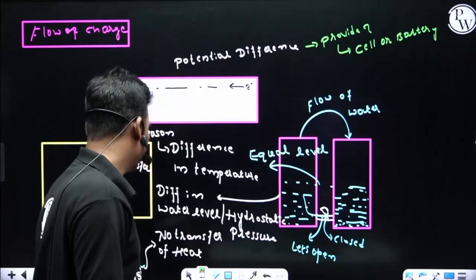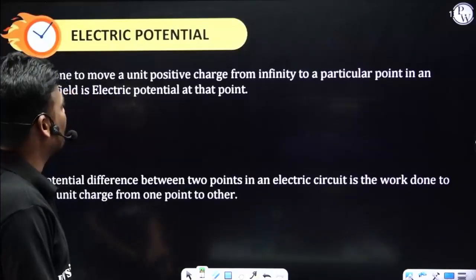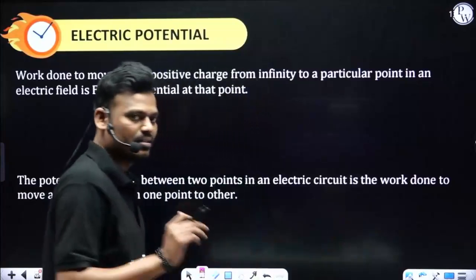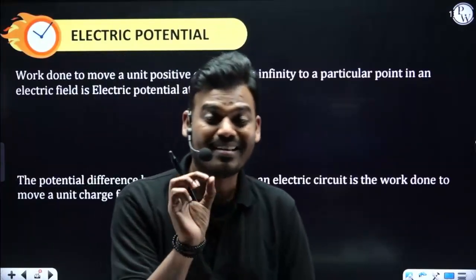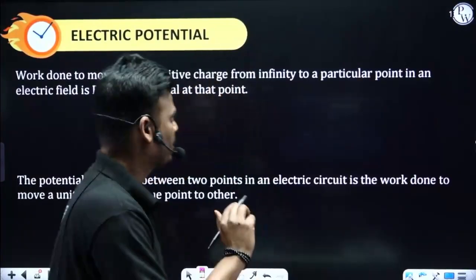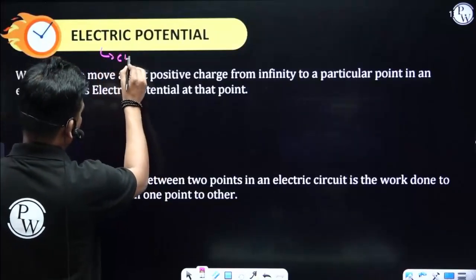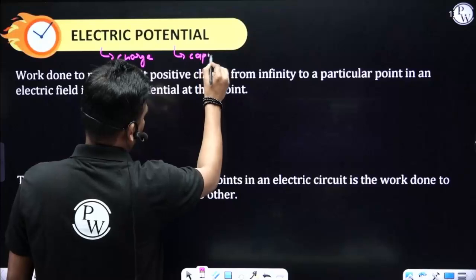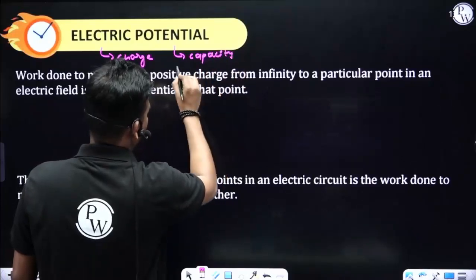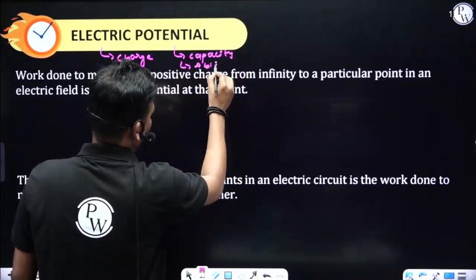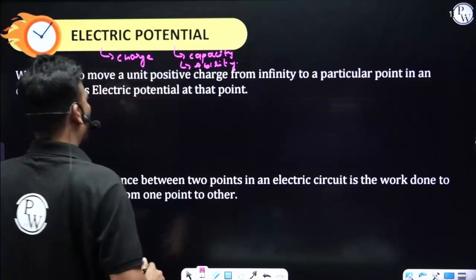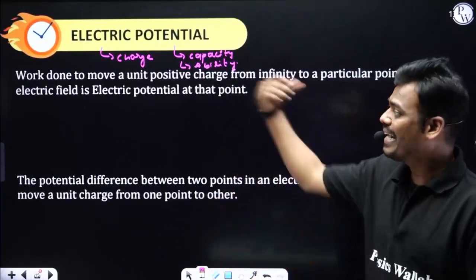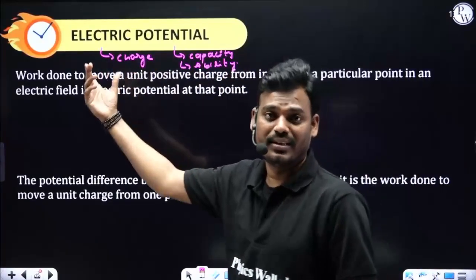Got it? Now, first let's try to understand electric potential. Potential means it is the capacity, a simple statement. Electric, again it is a charge. Potential means capacity or ability. Now what is the ability? What is the capacity? Here we are relating it with the charge, right?